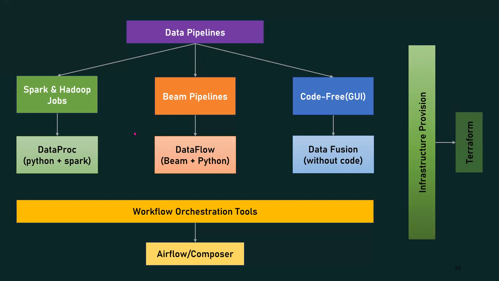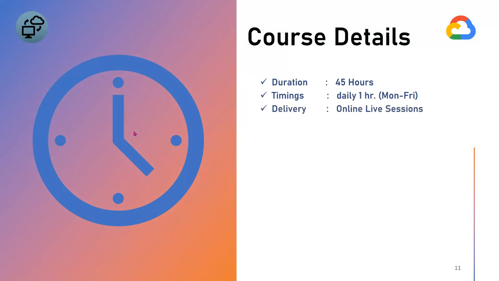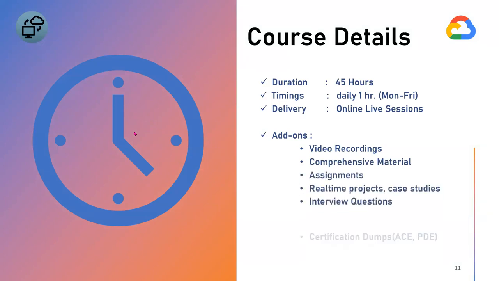And here I might not have mentioned Pub/Sub, which is a streaming data ingestion tool. We are also learning that as well. That also takes 2 to 3 days, 3 hours. So that is what it is all about. Course details: total hours will be 45. Timings will be daily 1 hour. Delivery will be online live sessions, video recordings, comprehensive material, assignments, real-time projects, interview questions, certification dumps, and resume assistance. All things will be provided to you. So this is what happens, guys.